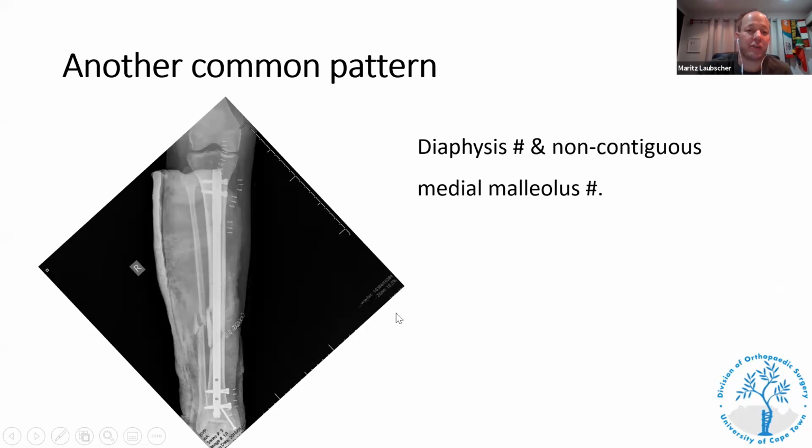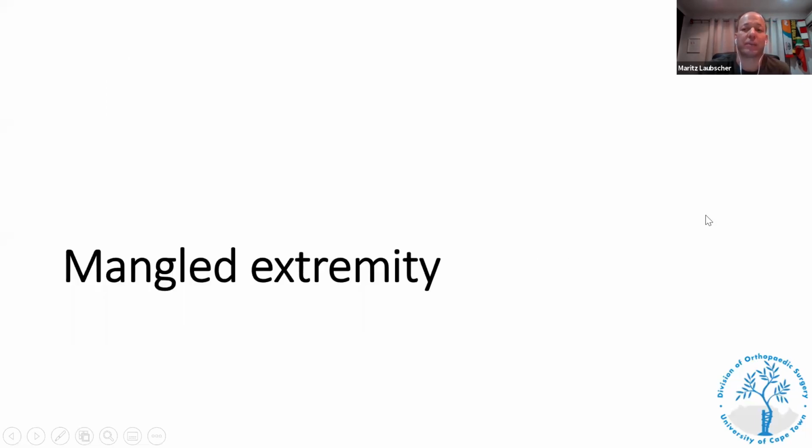Another common fracture pattern is the combination of a diaphyseal fracture and a non-contiguous medial malleolar fracture. This is quite common. We see it on a fairly regular basis, and this can be treated with intramedullary nailing and separate fixation of the medial malleolar fragment.